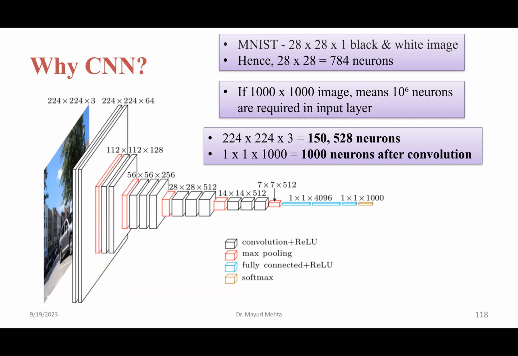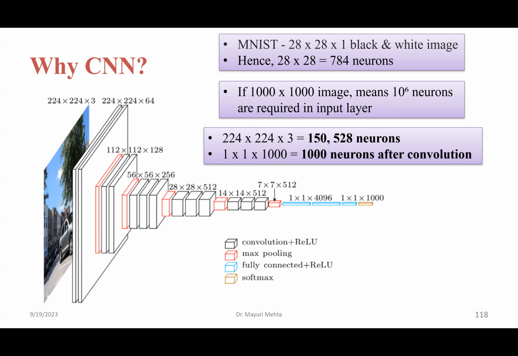Okay, so 10 raised to 6 means that many neurons are required in your input layer to fit those 10 raised to 6 pixels in your image. So this is how we feed an image. Imagine the complexity of a neural network when you create it to process images.